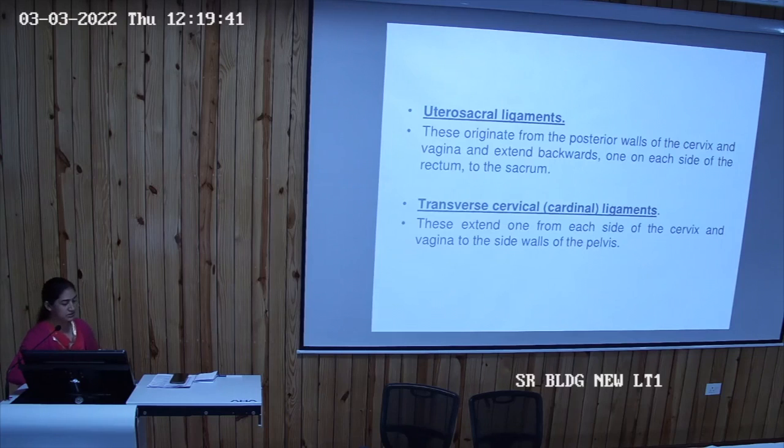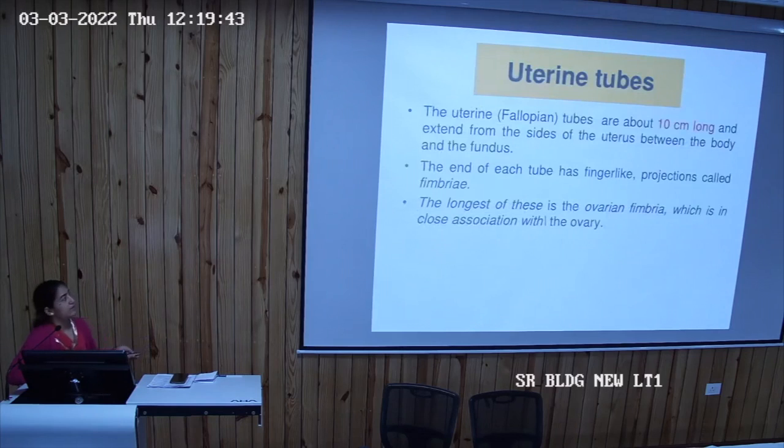Not only this, then you have the uterine tube, oviduct, fallopian tube. What is the function of the fallopian tube? Transfer of ova. Where does the fertilization occur? Fallopian tube, right? So this is one more function.